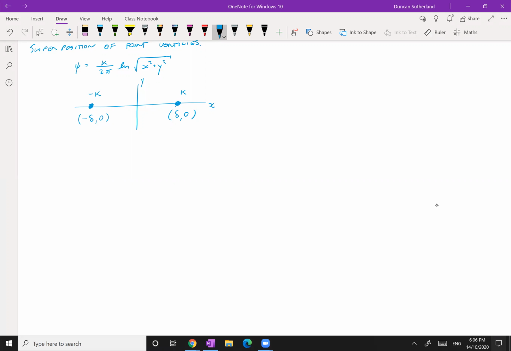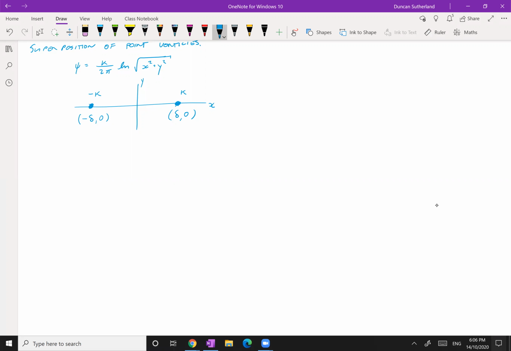Okay, so we're going to look at superposition of point vortices. We've got our setup shown here. We've got a vortex of circulation kappa at (delta, 0), so y coordinate 0, x coordinate delta. We've got a circulation minus kappa vortex at minus delta. So I'm just going to write down the stream function in total.